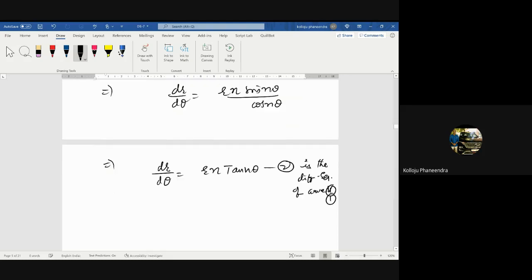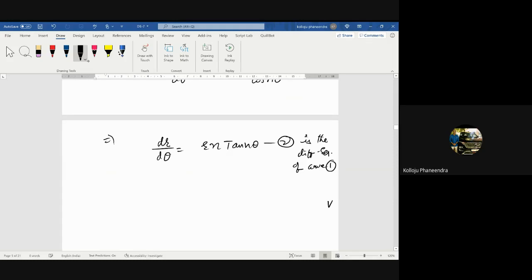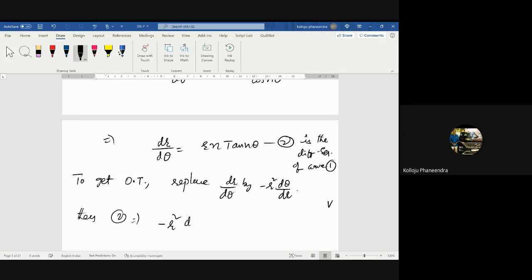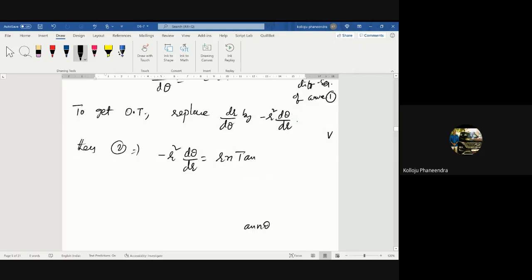Now to get the orthogonal trajectory, what we have to do? To get the orthogonal trajectory, replace dr by d theta by minus r square d theta by dr. Then equation 2 implies minus r square d theta by dr is equal to r n into tan n theta. Then minus r d theta by dr equal to n into tan n theta.